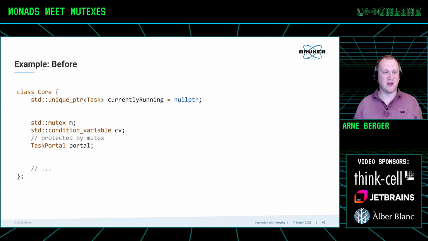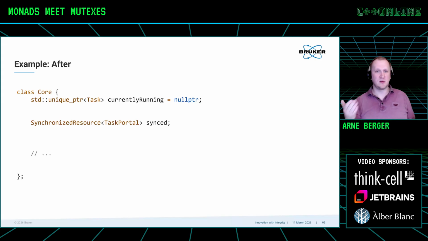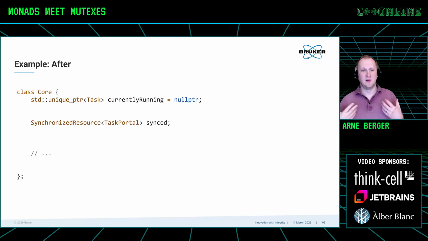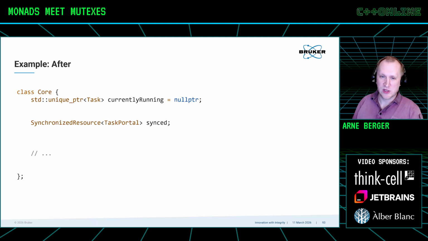If we now exchange this with our synchronized resource, then we have two members. One is just a simple member, and the other one is a synchronized resource that says in the type that it has a mutex in it and a condition variable, if you want to look that up. Otherwise, it just exposes an API that you can use and makes errors much harder than before.